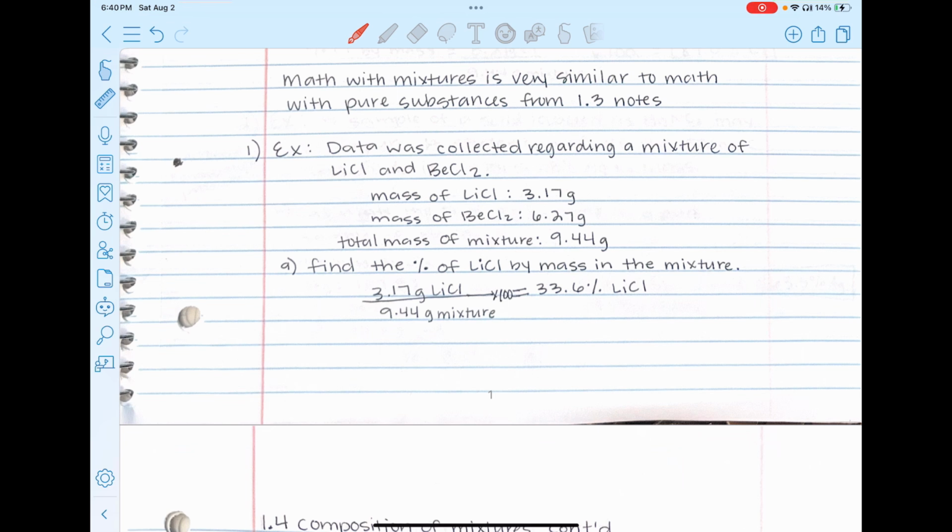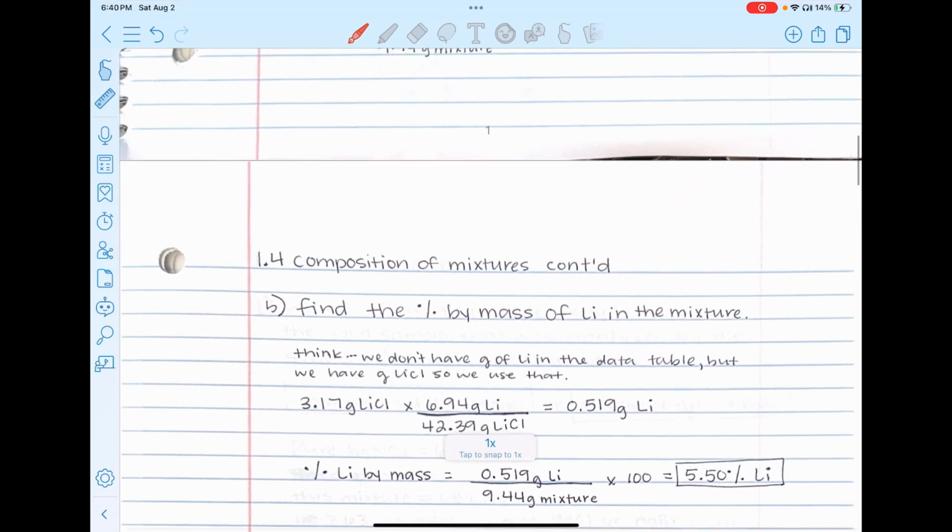We simply want to put the mass of lithium chloride over the mass of the mixture. And notice the question said by mass. That's something we want to watch out for. What type of percentage are we looking for? So mass, referring to grams. So we're going to take our 3.17 grams of lithium chloride, divide it by our total mixture amount, which is 9.44 grams, multiplied by 100. Your calculator should give you 33.6% lithium chloride.